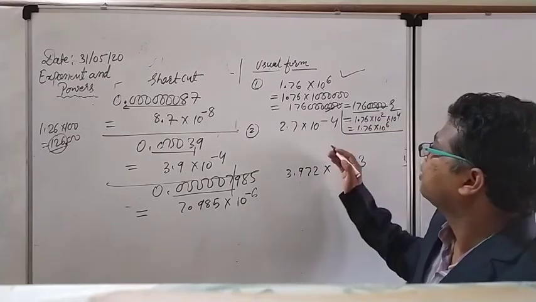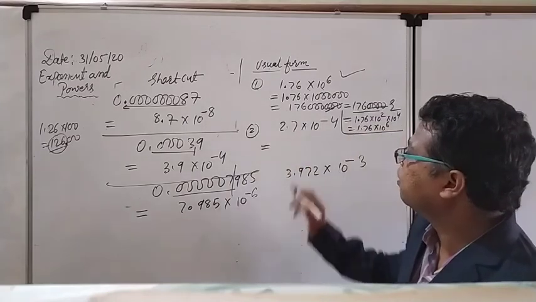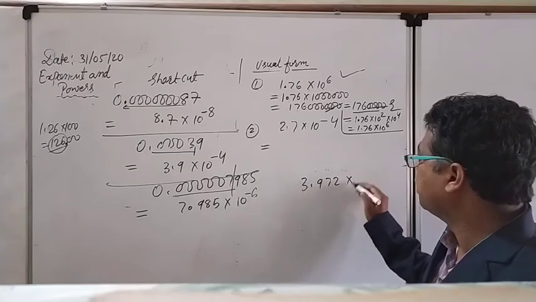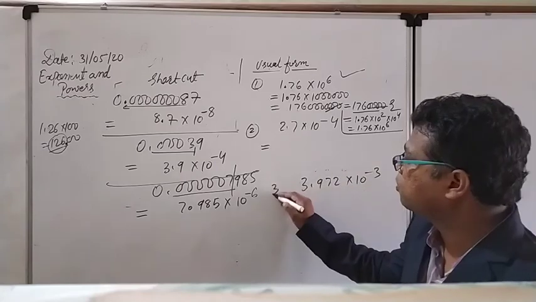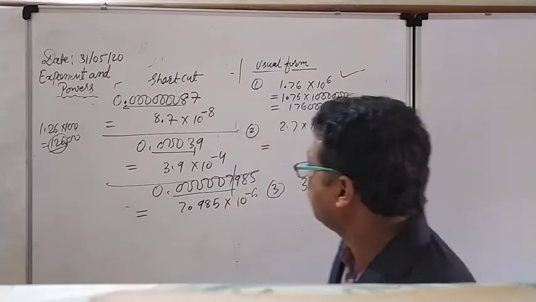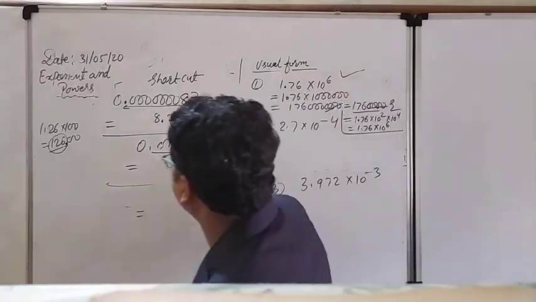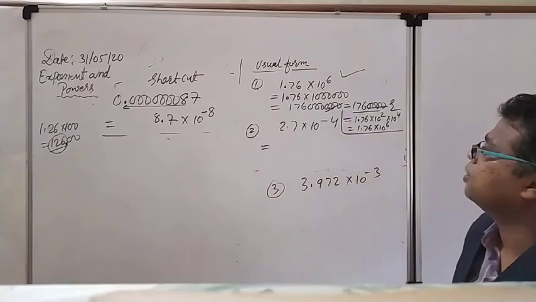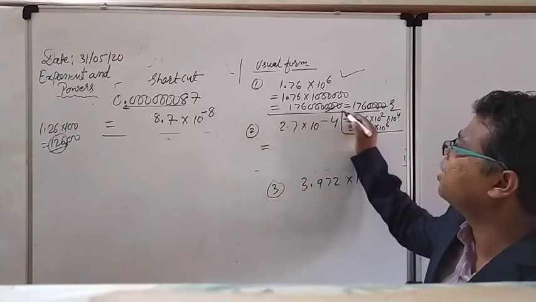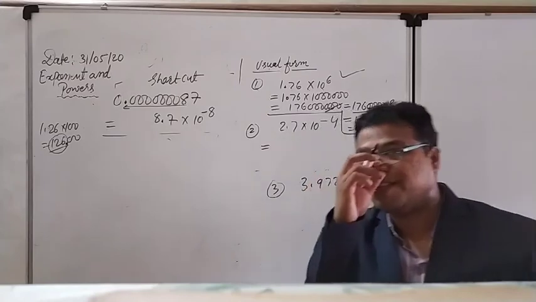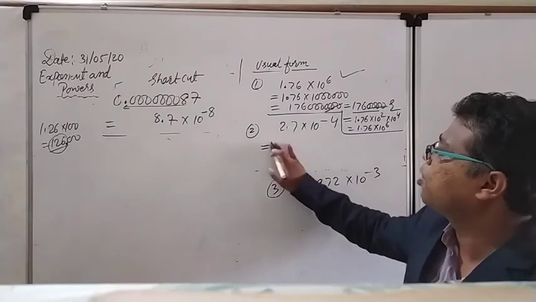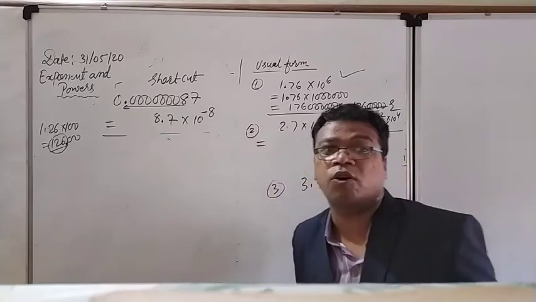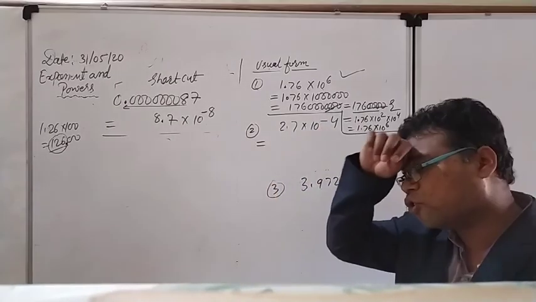Okay. Second question. My second question is a little tricky, 3.972 into 10 to the power minus 3. That is my third question. Actually I should rub the board so that you will not be confused. See the thing. In the second question, it is a very small number. 2.7 into 10 to the power minus 4. I will give you the short trick also.